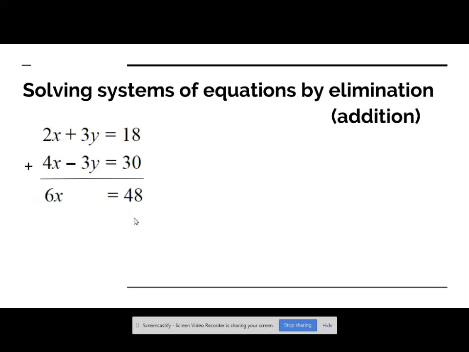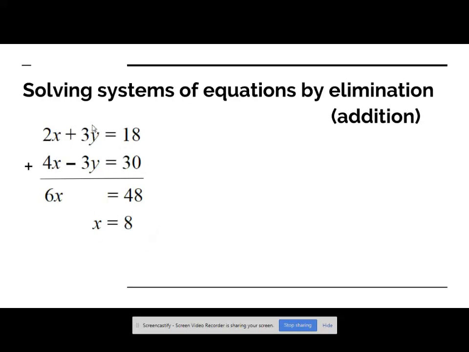I can divide both sides by 6. X is 8. I've solved for x. I'm halfway there. I still need to figure out what y is. At this point, I can choose either one of these equations, because in both of these equations at the exact same time, x is 8.